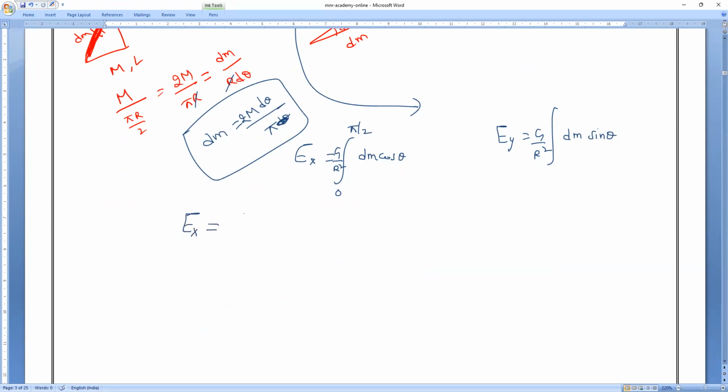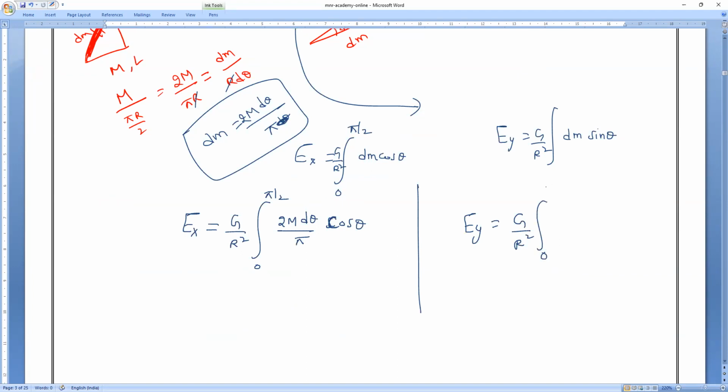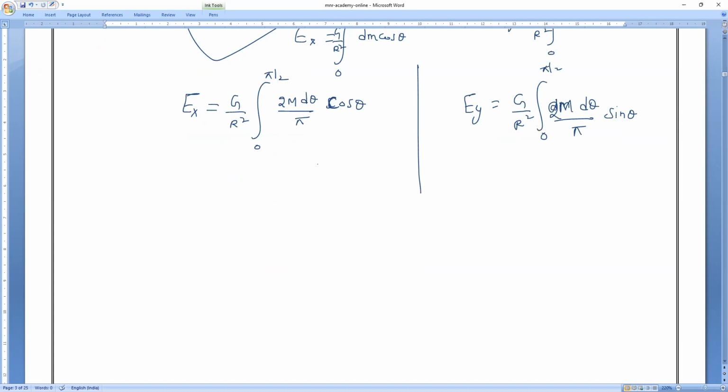So capital G divided by R square, integration 0 to pi by 2, dm means 2M d theta divided by pi into cos theta. Same way here, Ey is equal to G divided by R square, integration 0 to pi by 2, dm I'm writing the same thing: 2 capital M d theta divided by pi into sin theta. So now you can see, pi remains constant or not? Speak loudly, guys. And M also remains constant. 2 also remains constant. So I will take everything outside.